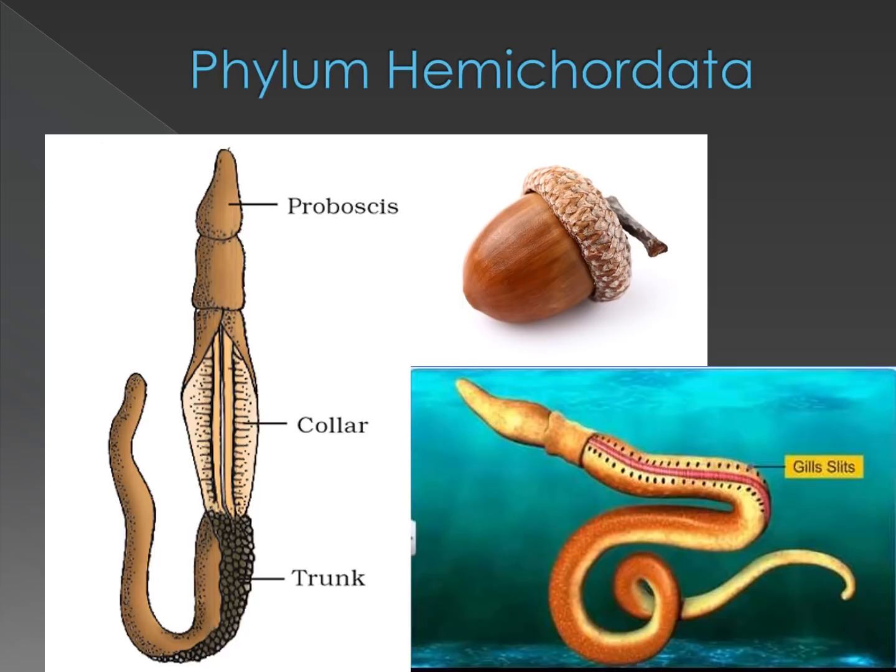There are examples like balanoglossus or sarcoglossus. Balanoglossus is like a connecting link between chordates and non-chordates. So hemichordata is one such phylum which is believed to be the link between chordates and non-chordates, because it has one character of the chordate and the remaining is non-chordate. So phylum hemichordata is believed to be a connecting link between chordates and non-chordates.